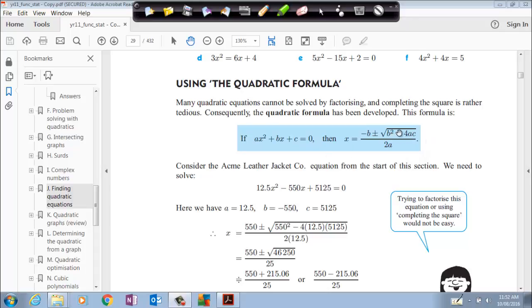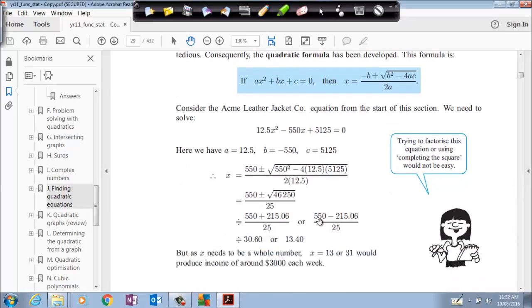Now you can see if that turns out to be negative, then we'll have no solutions. If it's positive, then we'll have 2 solutions. If it's 0, we have 1 solution, and we'll look at that in a sec. But let's use the formula first.